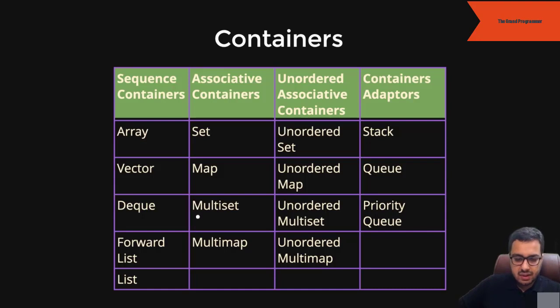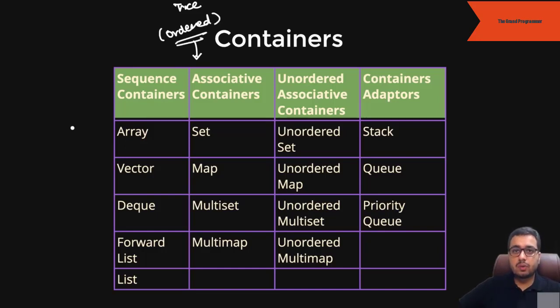So multiset we have already discussed. It is kind of a set which can contain duplicate keys, and multimap is like a map which can contain duplicate keys. So one key can have multiple values. Mango can be mapped with 10 and mango can also be mapped with 15, but this is not possible with map. This is possible with multimap. So the thing to remember about associative containers is they use tree-like structures to store the information, and the data is ordered, the data is sorted.